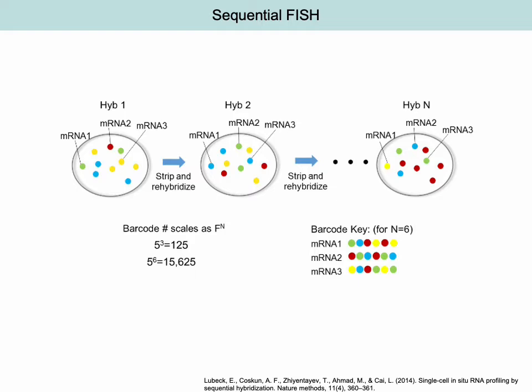This is really easy math, right? But over 6 rounds, it will generate around 15,625 barcodes. And this is going to allow you to identify hundreds of different molecules at the single-cell level.